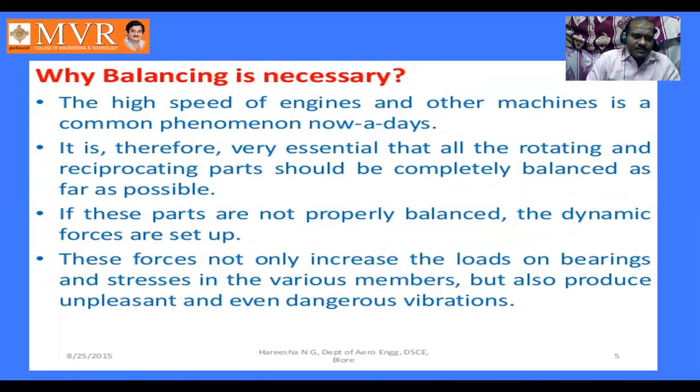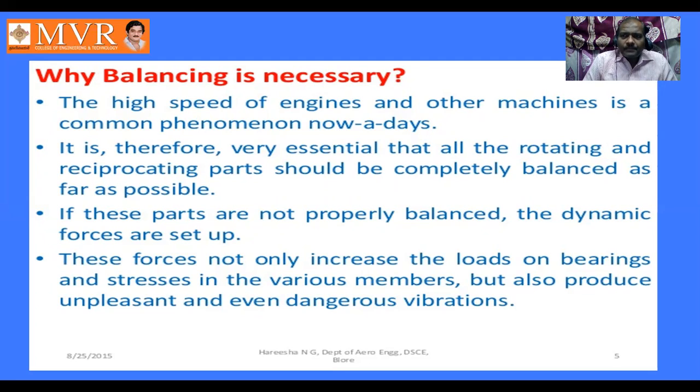Why is balancing necessary? The high speed of engines and other machines is a common phenomenon nowadays. It is therefore very essential that all the rotating and reciprocating parts should be completely balanced as far as possible. If these parts are not properly balanced, dynamic forces are set up. These forces not only increase the loads on bearings and stresses in the various members, but also produce unpleasant and even dangerous vibrations.